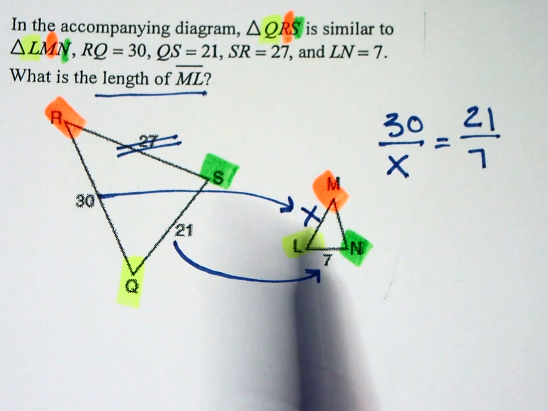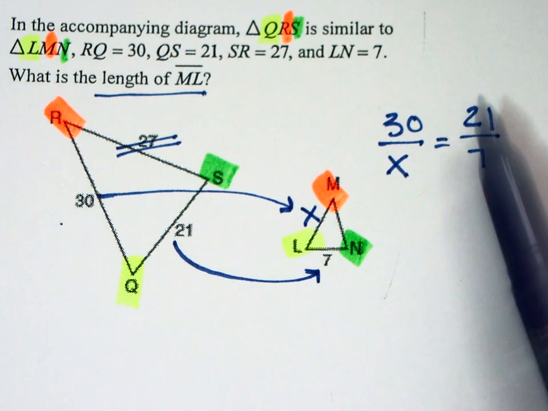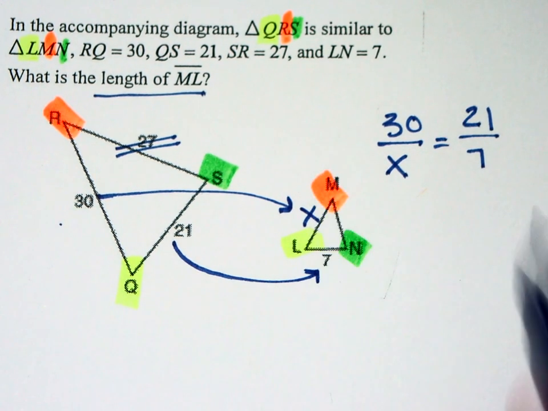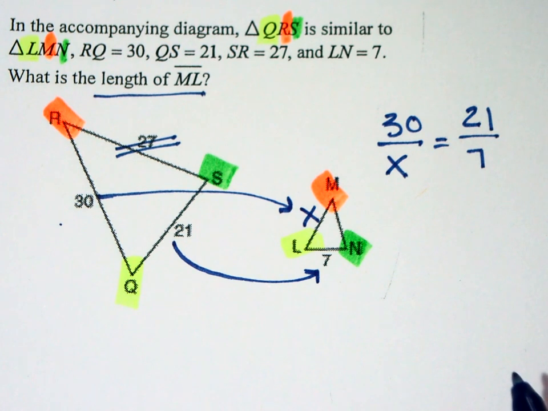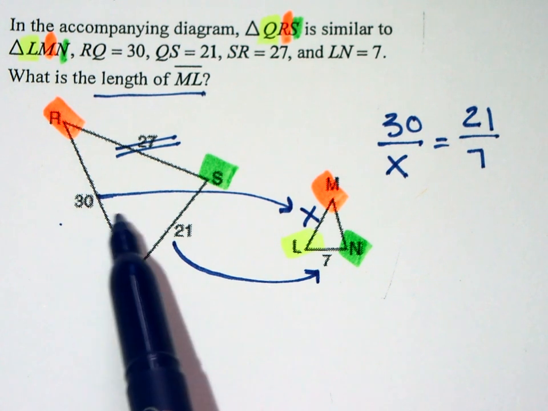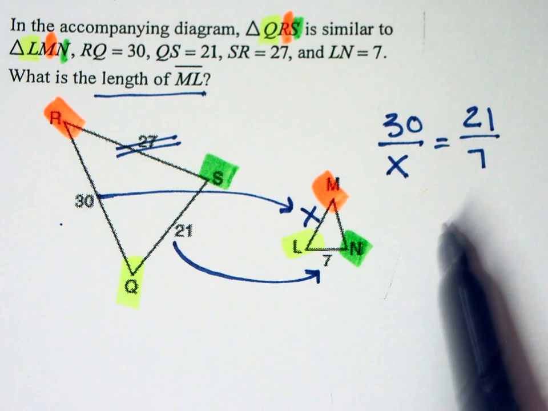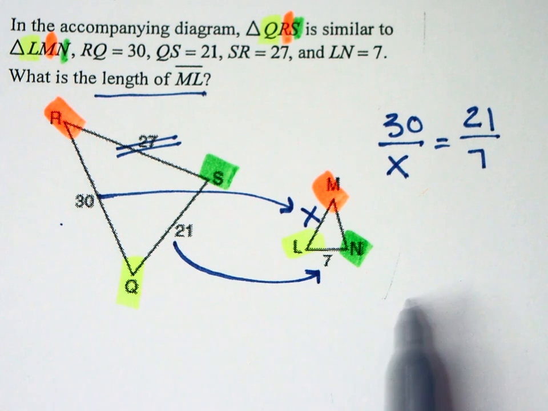Now, it's important to know that I can do this multiple ways. I could have gone X to 30, 7 to 21. That would have flipped my fraction. But I need to go in the same order every time. So if I start at the big triangle and go to the little, for my next ratio, I need to start at the big and go to the little.